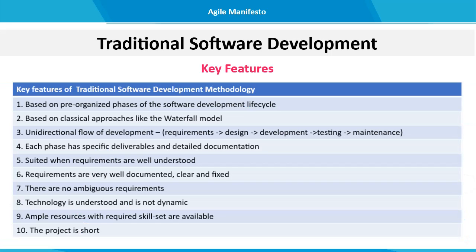Key features of traditional software development methodology. It is based on pre-organized phases of the software development life cycle. It is based on a classical approach like the waterfall model. This approach is a unidirectional flow of development. First of all, requirements are gathered, then software is designed, then development comes, and testing and maintenance come later on. Each phase has specific deliverables and detailed documentation.